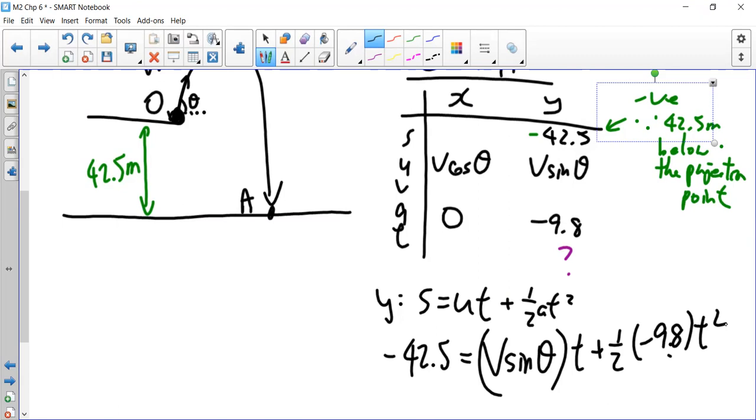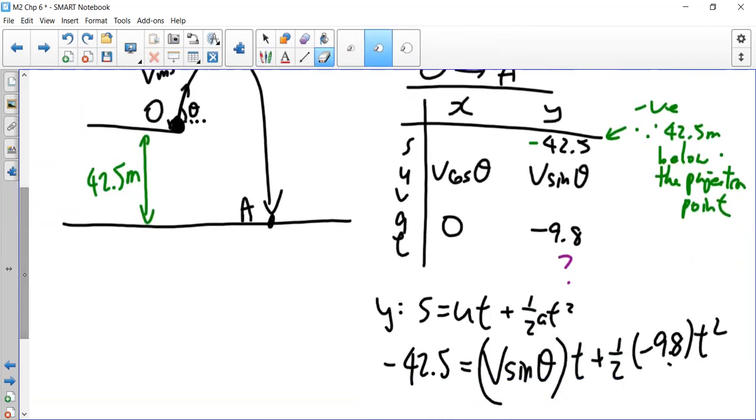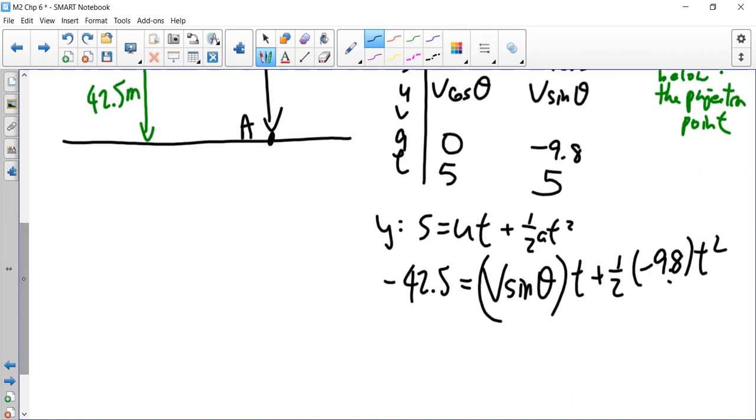Oh, we know T, don't we? Sorry, hang on. We know T. T is 5. I was thinking, how come we've got so many variables? T is 5. Stupid me. Pardon my stupidity. T is 5. And also theta equals inverse tan of 4/3.